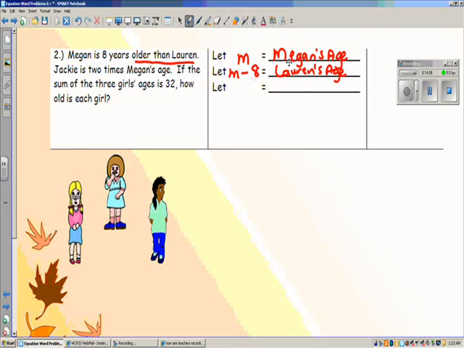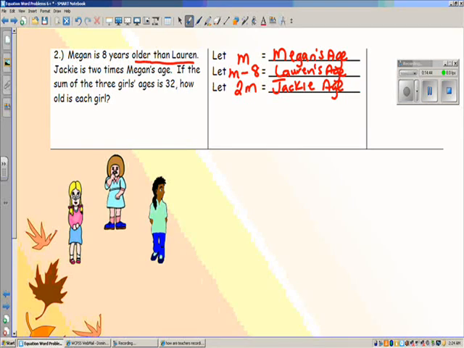Okay? Now the third girl that we need to find the age for is Jackie. The next statement says Jackie is 2 times Megan's age. So how can I translate that into an algebraic expression? Jackie is 2 times Megan's age. Okay, I would multiply 2 times M. If she's twice her age, or 2 times Megan's age, I can multiply Megan's age by 2 to get Jackie's. You with me?